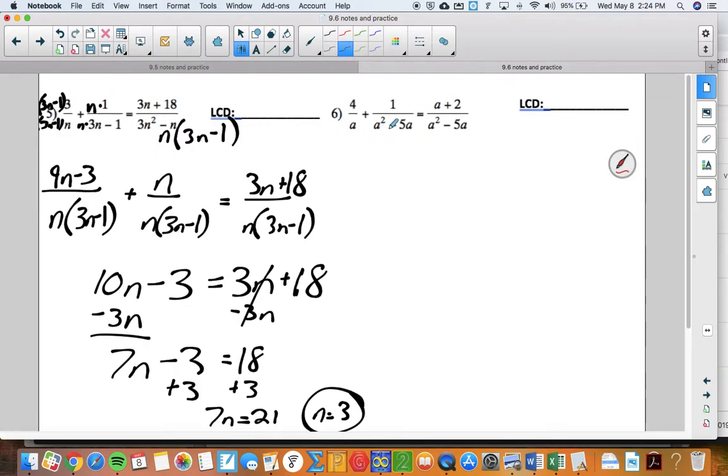Number 6. Let's factor. So this denominator I can't factor anymore. The middle one I can factor out an a. So I get a times the quantity a minus 5. And same over here. A times a minus 5. So we almost have a common denominator, but this a right here is missing the a minus 5 product. So I need to multiply it by a minus 5.